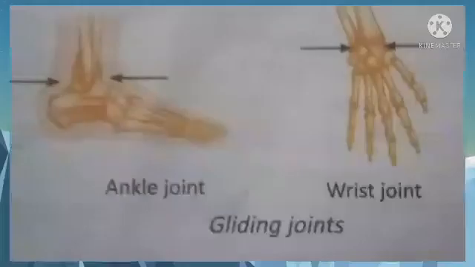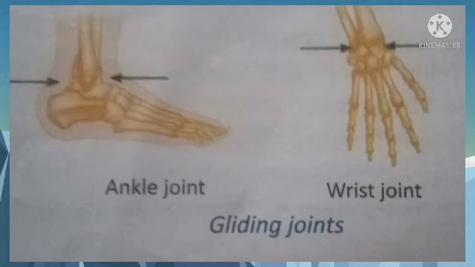Next, gliding joint. This type of joint allows the bones to slide against each other in a gliding motion. It is found between the bones of wrist and ankle. It is also found between any two vertebrae of the backbone. This joint allows them to slide against each other. As a result, we are able to bend forward, backward as well as sideways.